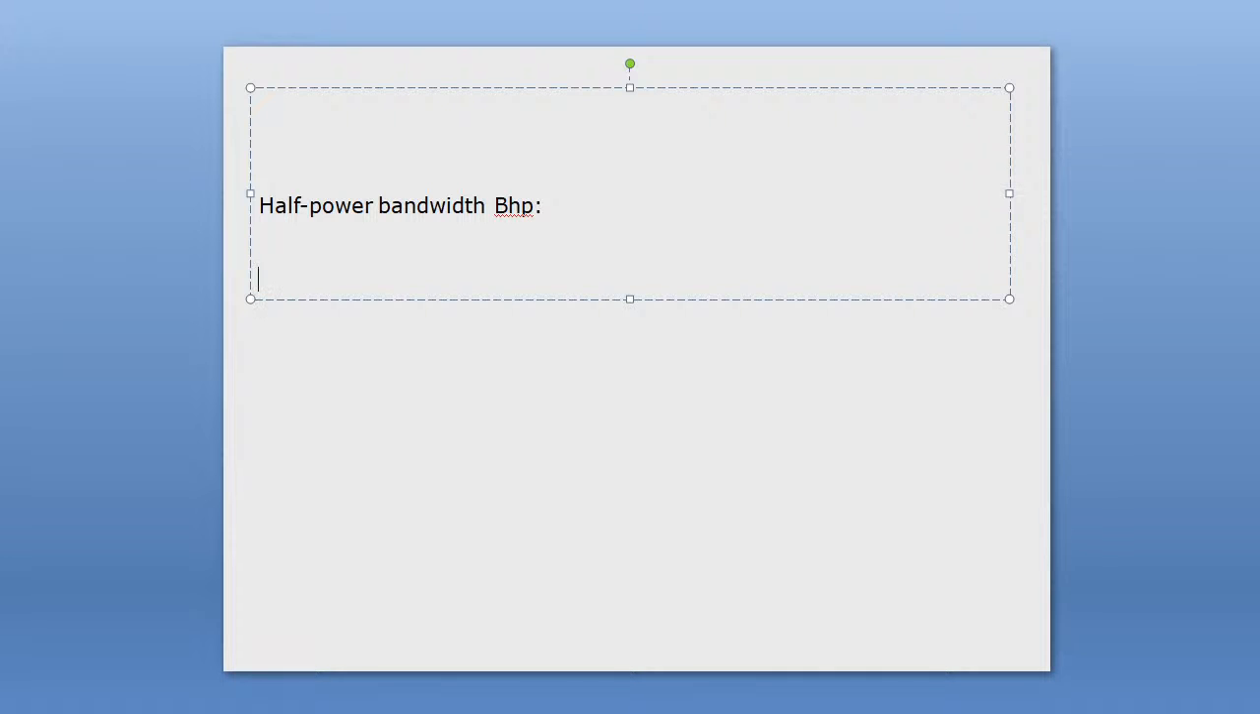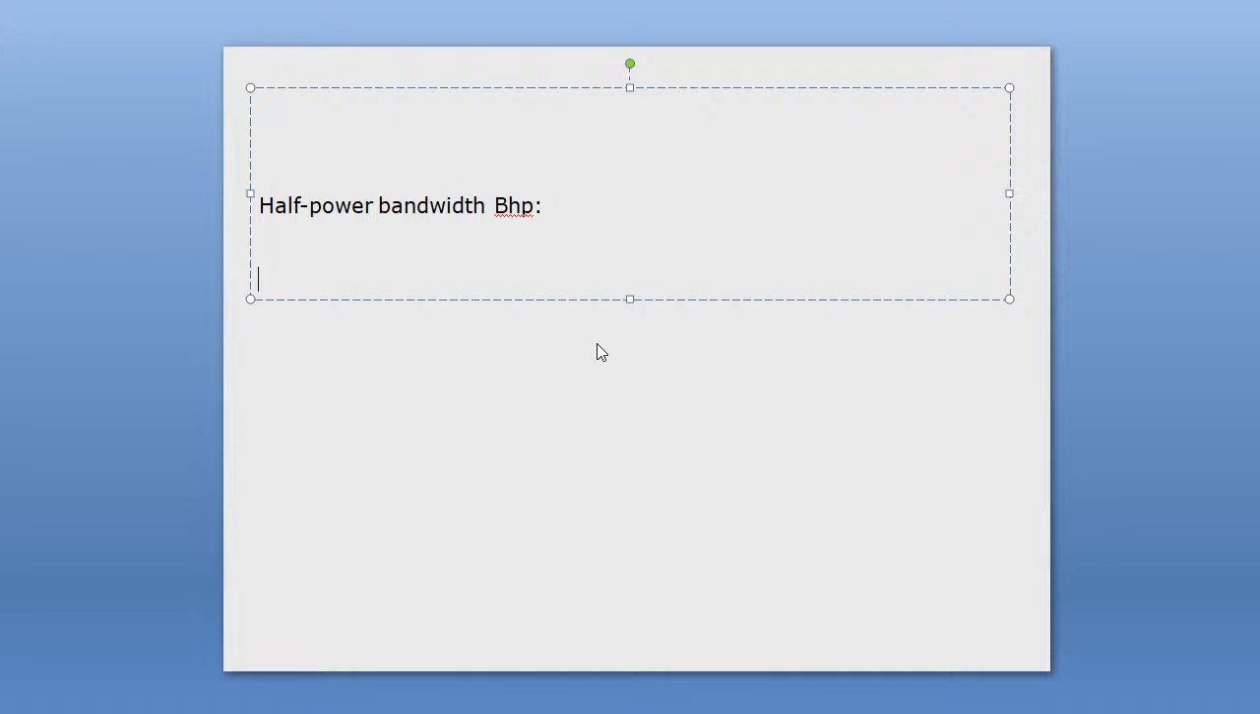If you consider the current versus frequency curve, then you can find two points on this curve where the current becomes 1 by root 2 of its maximum value. Let me repeat this point. You can find two points on the resonance curve at which the current of the circuit becomes 1 by root 2 of its maximum value, or power becomes half of its maximum value.